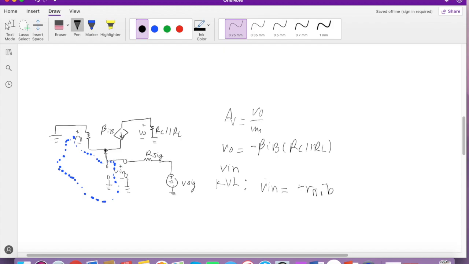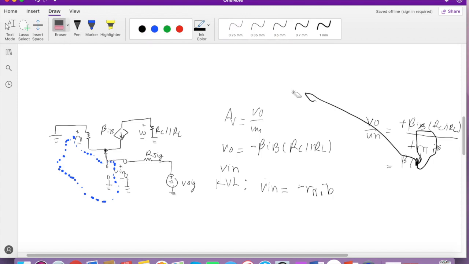So now that we have two equations, we can say V naught over Vin equals negative beta IB RC in parallel with RL divided by negative R pi IB. Now, what's really important to note here, that the currents will cancel out, the negatives will cancel out, and we're simply left with beta R. Oh, whoops. Let's erase that.